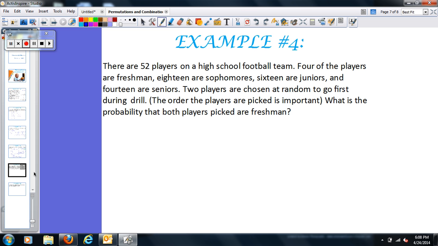Okay? So, in this case, we are going to end up having to figure out how many different ways there are to choose them, so how many different outcomes are possible, and then we're going to have to figure out of those different ways, how many different ways is it possible to pick 2 freshmen. And then you divide the 2.